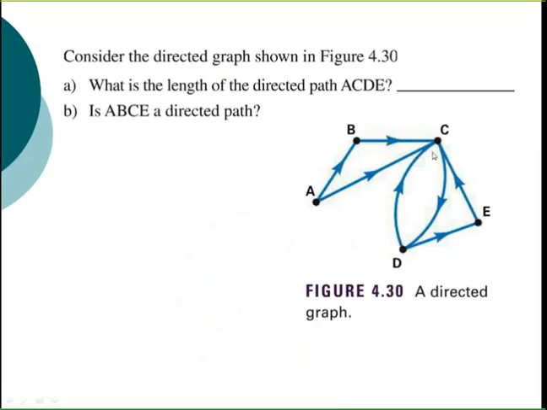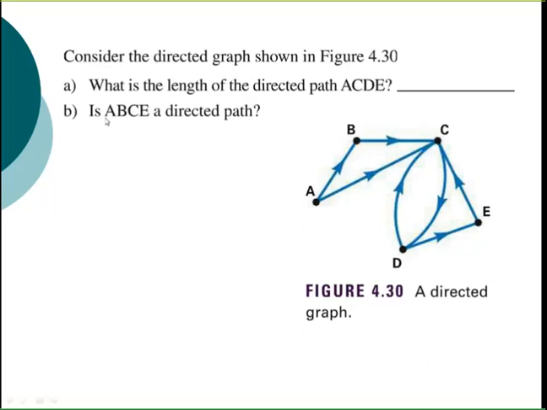So you go 1, 2, I skipped. 1, 2, 3. I said 4, it's actually 3. There are 3 moves, 3 arrows you have to cross. So the length of the directed path is how many arrows you have to cross. How many people do you have to go through to get to the end? So 1, 2, 3 relays, okay?